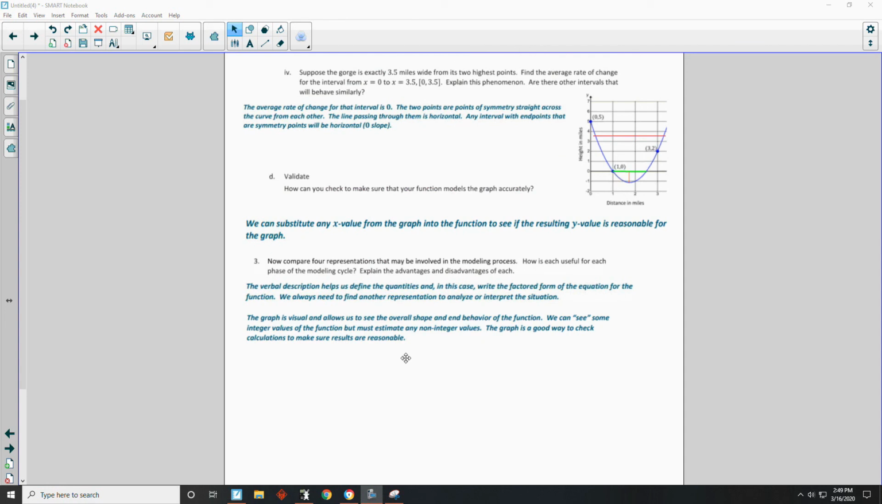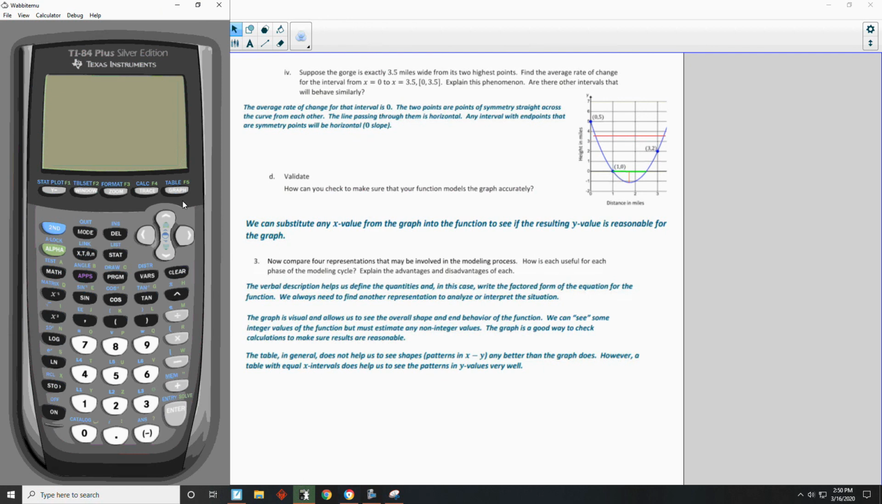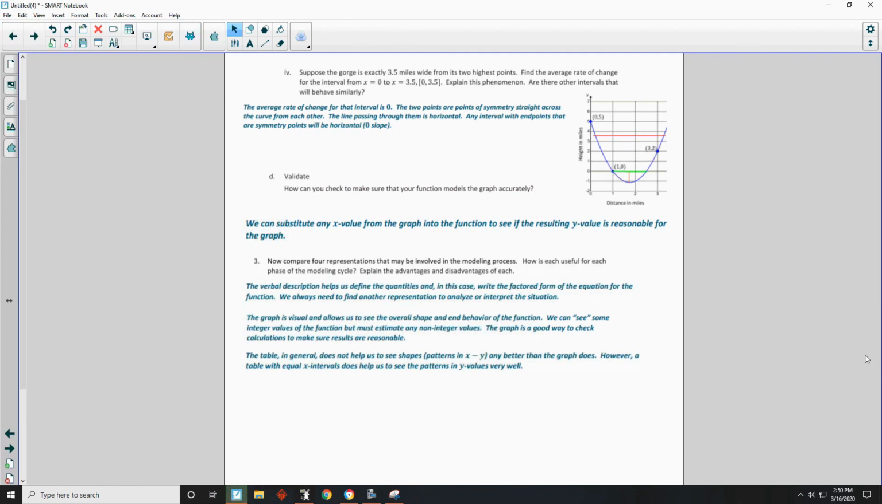Okay, the graph is visual and allows us to see the overall shape and end behavior of the function. We can see some integer values of the function, but must estimate any non-integer values. The graph is a good way to check calculations to make sure results are reasonable. The table in general does not help us see shapes, patterns in x minus y any better than the graph does. However, a table with equal x intervals does help us see the patterns in y values very well. So we could, and what they're saying is you could go into your calculator, plug in the function, and then go to table. Go to your table and look at values. That's what they're talking about here.